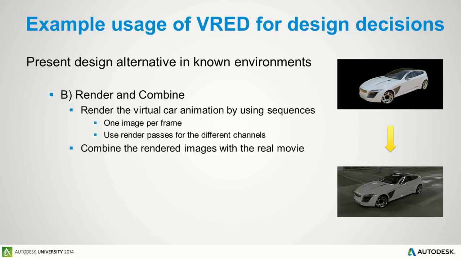And then the second step is you render and combine. This is your virtual car that you want to have placed in the rendered environment and have the movie. So you render the virtual car animation by using sequences, one image per frame, render passes for the different channels, and afterwards you have lots of images like the top one. And if you just go through it, you see the car driving, like the real car was driving, and then you combine this, and afterwards you have a real movie.